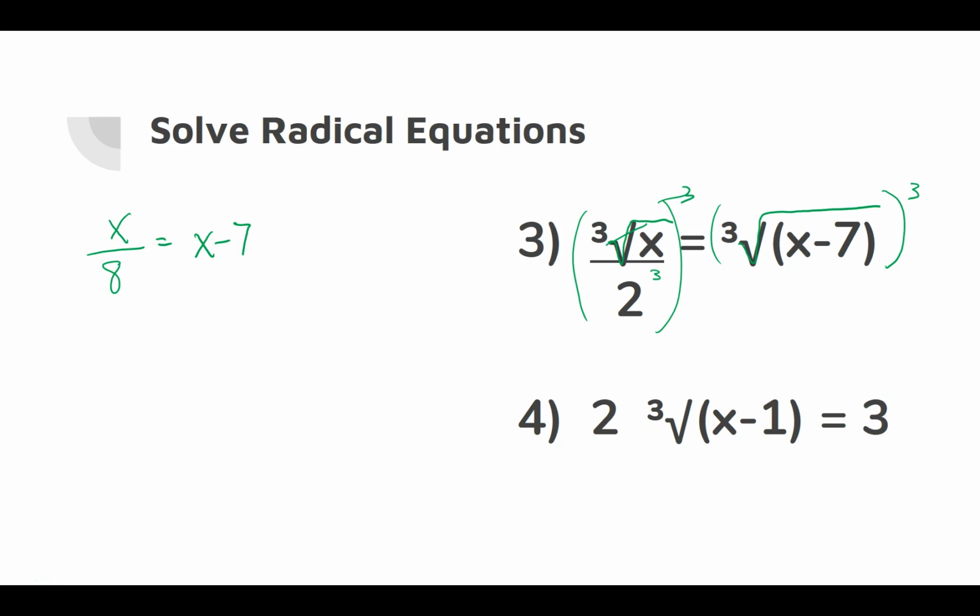Are we good with this? All right, Langston wants to multiply by 8. Do you agree? I agree too. So that gives me 8x minus 56. I'm going to subtract this 8x back over here to get negative 7x equals negative 56. So x equals 8. Good.